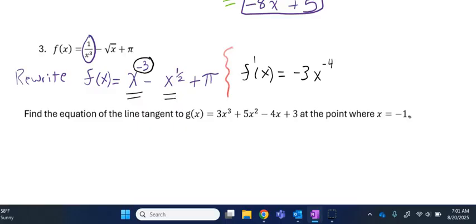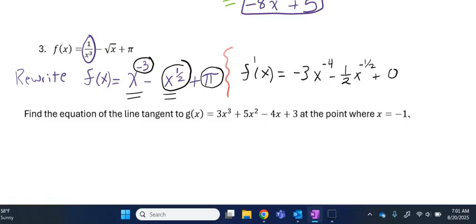Okay, second term. We're going to bring the power down. This time the power is a fraction, but that's not problematic. Bring the power down as a multiple out front, and again, reduce that power by 1. So be careful with your fractions, of course. 1/2 minus 1 will be a -1/2. And then the last one, not so bad. Pi is actually just a constant, so that's going to act as 0.